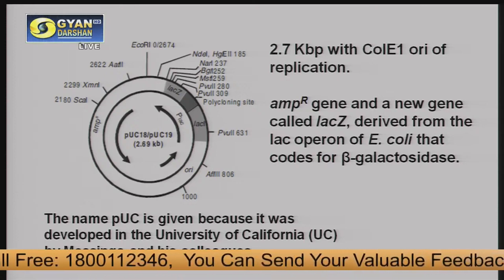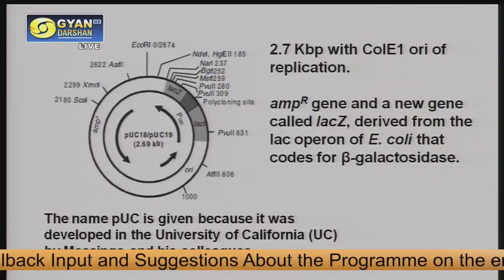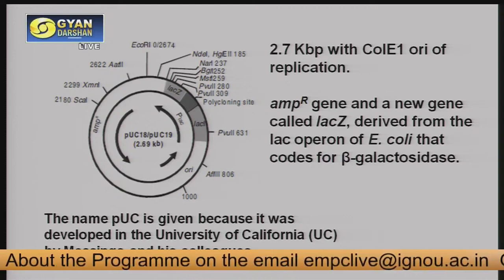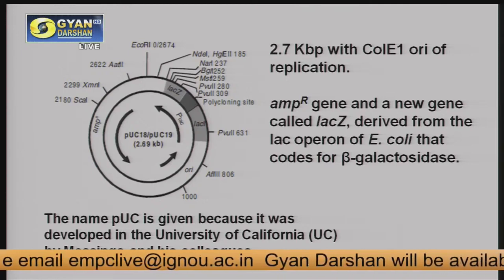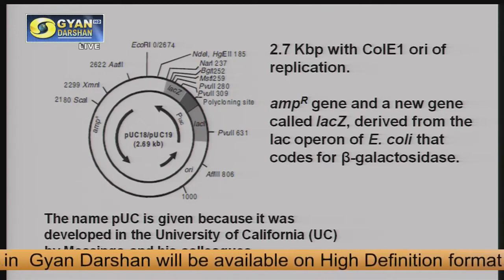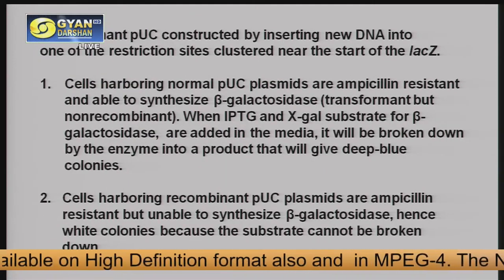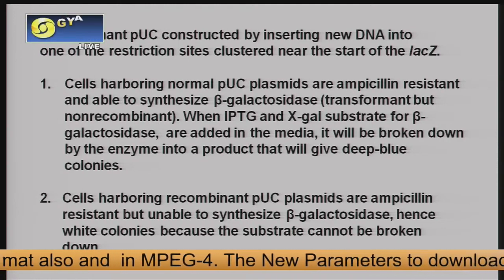Now you can see that this is again a circular molecule. It is 2.7 kilobase pair with a ColE1 origin of replication. It has an ampicillin resistance gene and a new gene called lacZ, and that lacZ is the same as in the lac operon, which codes for beta-galactosidase, and therefore there is the alpha complementation screening process available for pUC. The recombinant pUC can be created by inserting a new DNA into the lacZ.